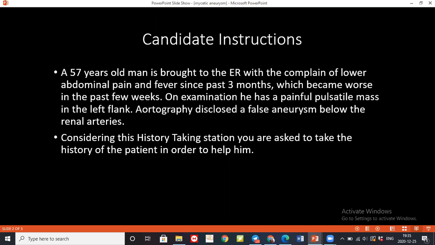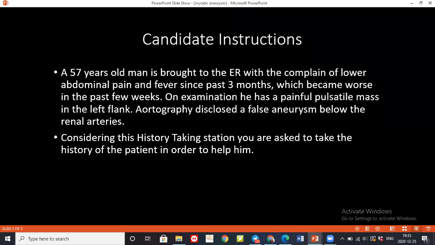And this could be a saccular aneurysm or what we call, okay, we'll discuss this. How should this patient be managed?